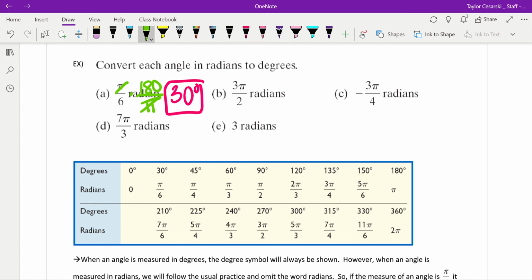3 pi over 2. Cross out the pi. Now on something like this, we have to do 3 times 180 and then divide it by 2. So 3 times 180, so 18 times 3. We can do 20 times 3, which is 60, minus 6, that's 540. So we erase this. 540 divided by 2 would be 250 plus 20, which is 270.